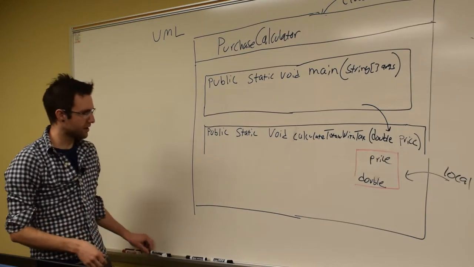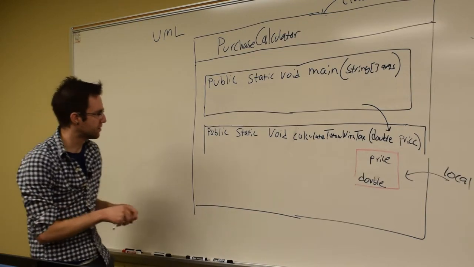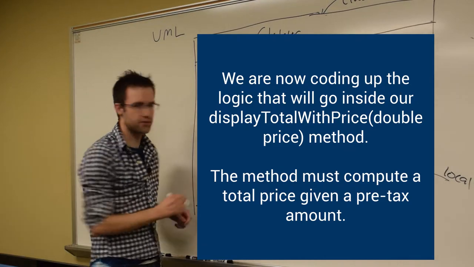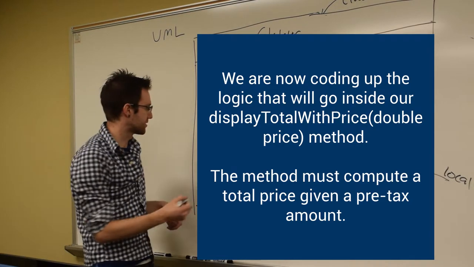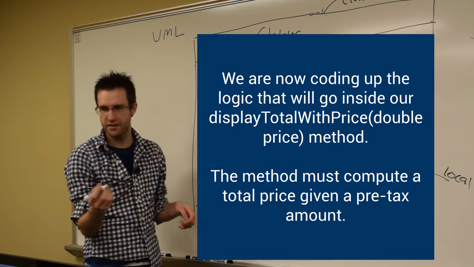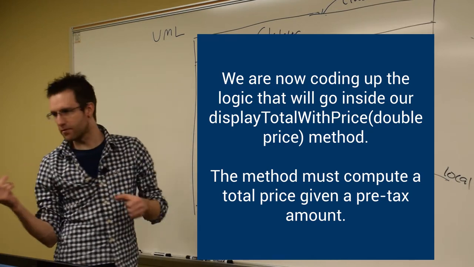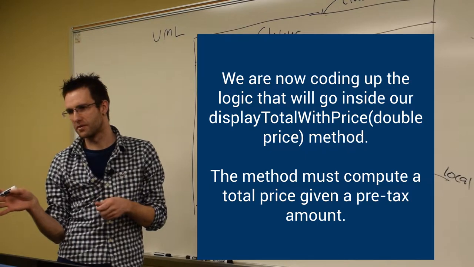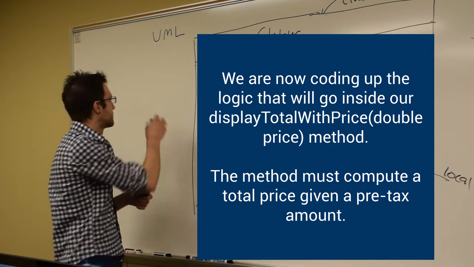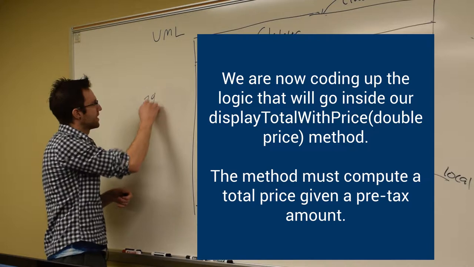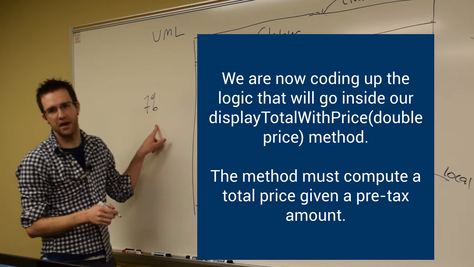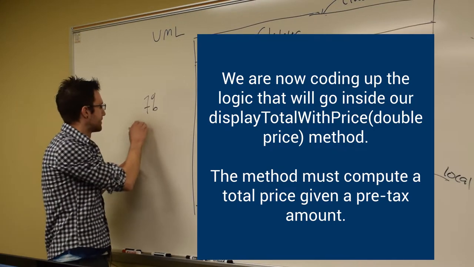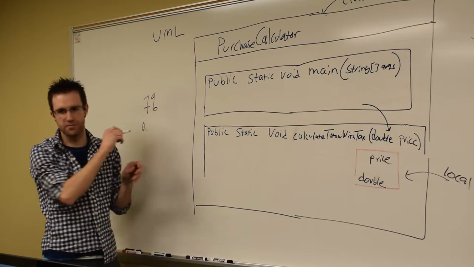So this method needs to store the tax. Let's make that a constant inside the method. If we're doing math with tax, what form of number should it be? If it's a 7% sales tax, how do we represent that in math? 0.07. Is it 0.07 or 0.7?